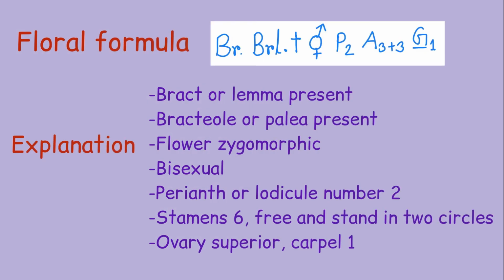Floral formula. With the help of that formula, we will see the different features of the flower. First of all, Br dot, or you can write it capital B. That means bract or lemma present. Brl dot, you can write it small b. That means bracteole or pallia present. Flower is zygomorphic, that means the flower is capable of division into symmetrical halves by only one longitudinal plane passing through the axis. Flower is bisexual, perianth or lodicule number 2. Stamens number 6, free and they stand in 2 cycles, ovary superior and carpel number 1.